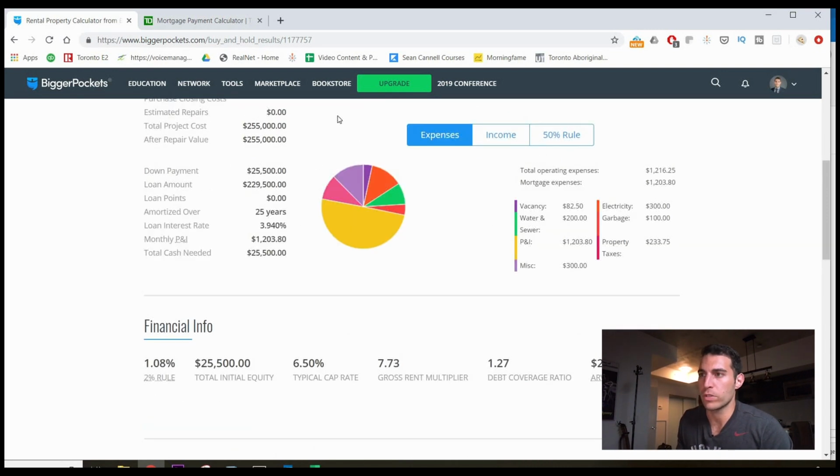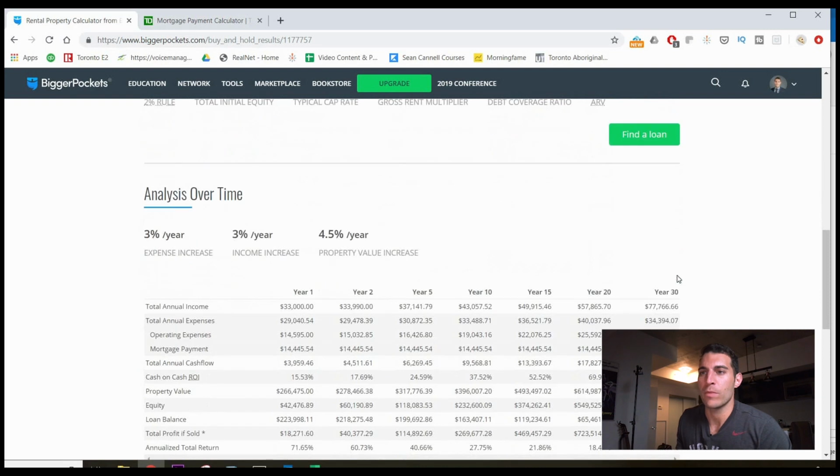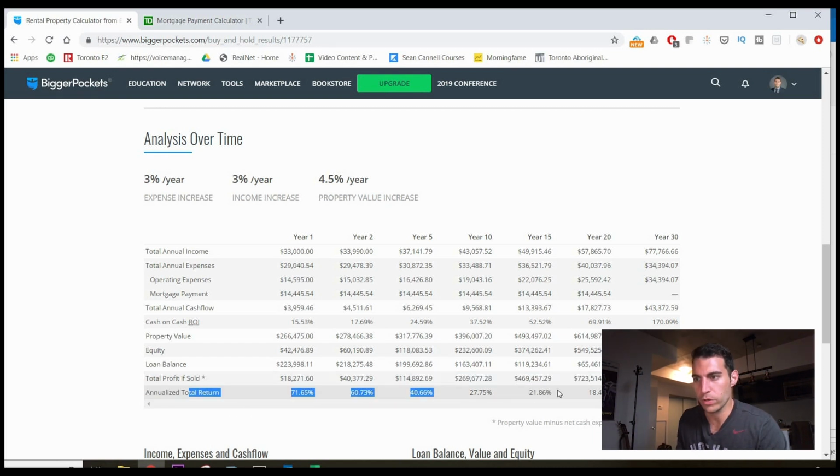Oh, this is actually cool too. We should touch on this. This is close to what my accounting software looks like. That's pretty cool. And as we go down further, this is really where we put in the increases. If you look at this annualized return at the bottom, I'm not 100% sure because I didn't ask the guys at Bigger Pockets, but I'm pretty sure this is an internal rate of return.